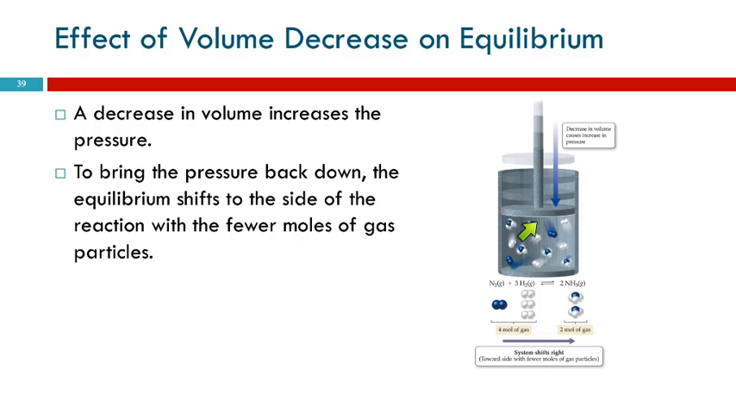So you increase the pressure, the system says, I don't like that, I want to reduce the pressure. It's going to shift to the side that has fewer moles of gas. And you tell that just by looking at the chemical equation.